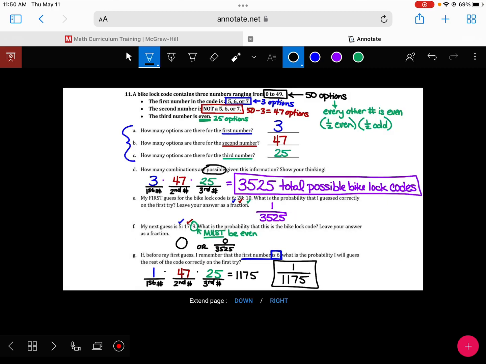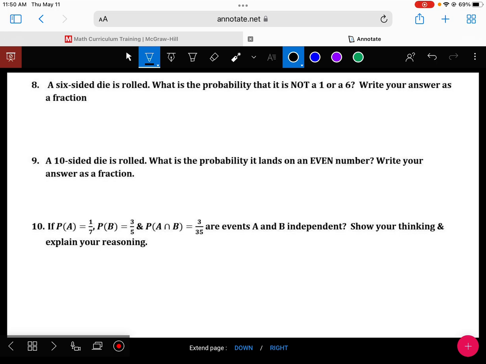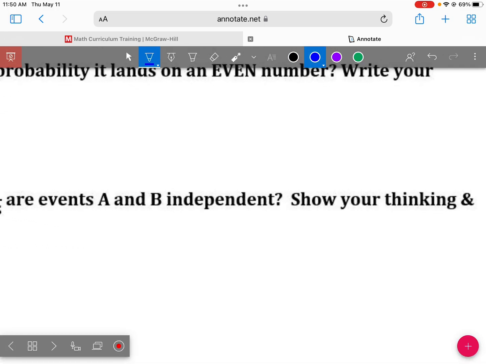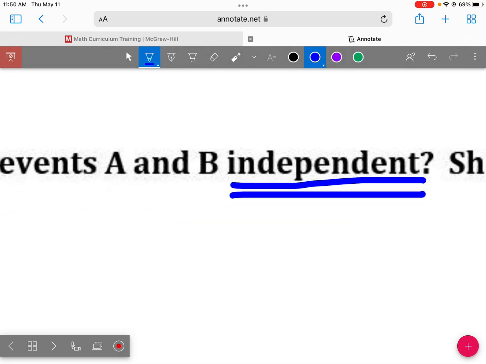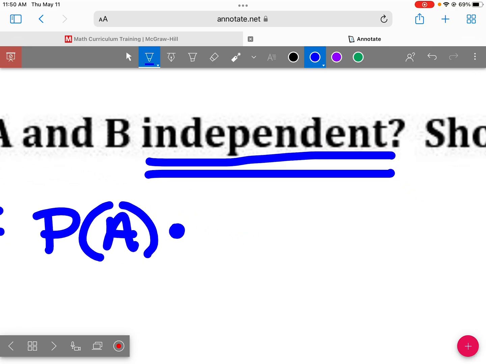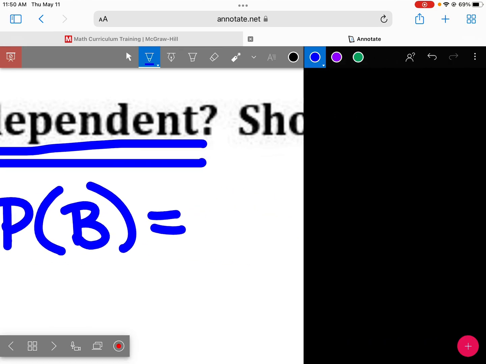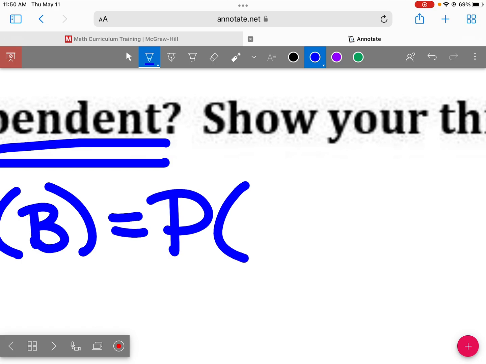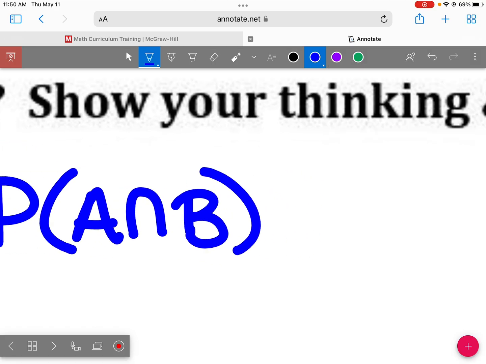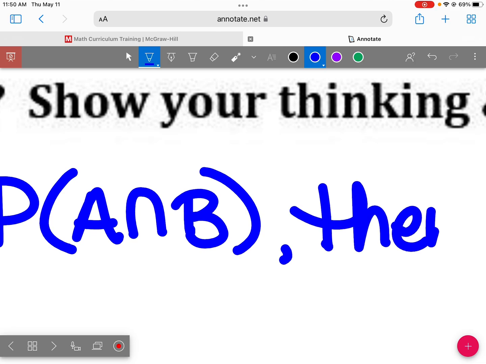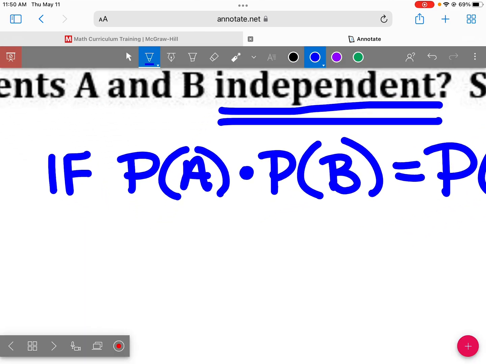All right. Let's back it up one. We want to know if these events are independent. So the definition of independent: if the probability of event A times the probability of event B is equal to the probability of their intersection, the AND, then the events are independent.